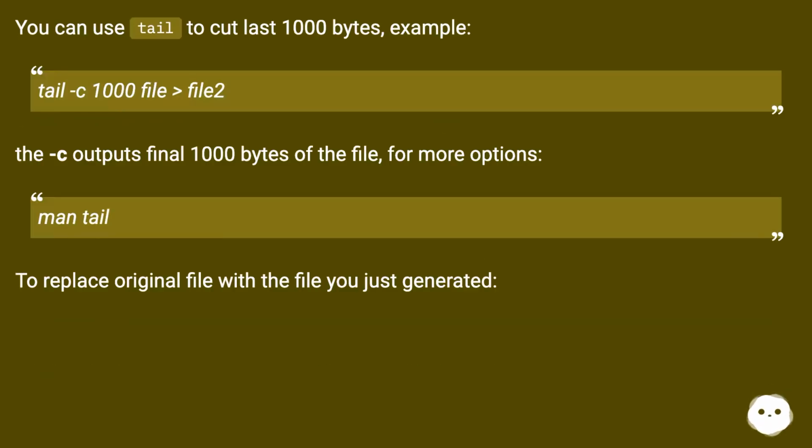You can use tail to cut the last 1000 bytes. Example: tail -c 1000 file > file2. There, -c outputs the final 1000 bytes of the file. For more options, man tail.